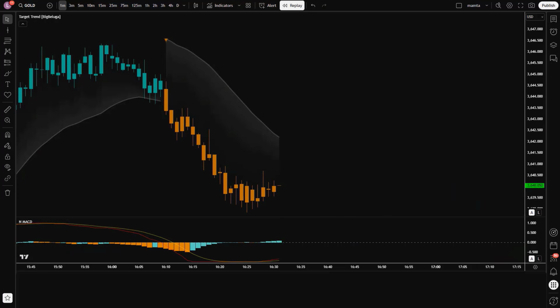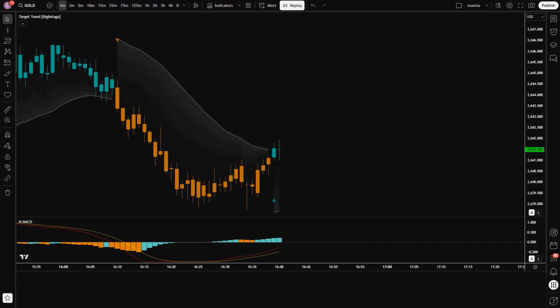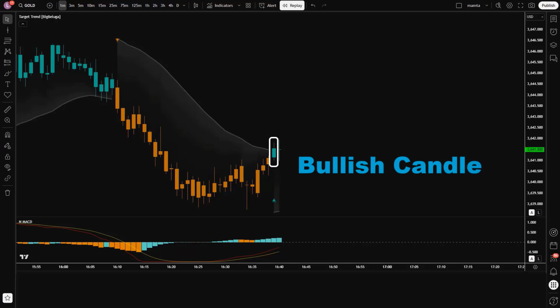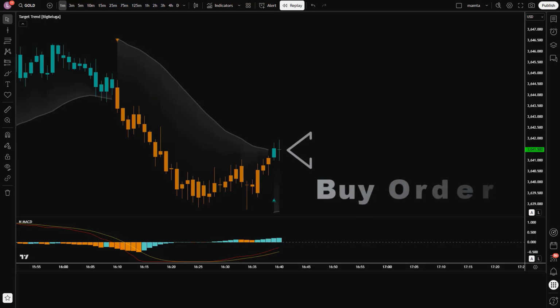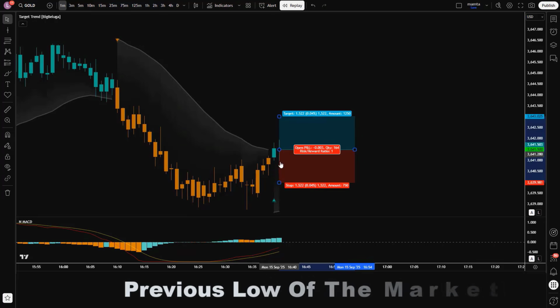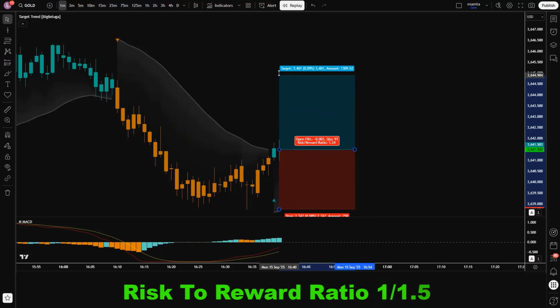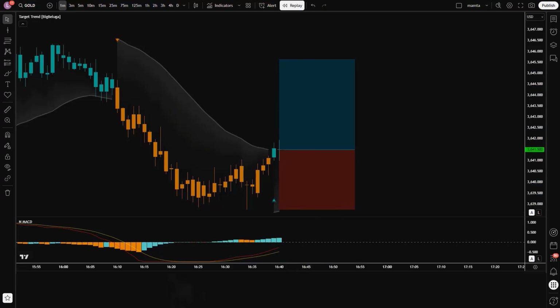Let's see how we use these trading setups. When the Target Trend indicator gives us a buy signal, when the Normalized MACD indicator shows blue color columns, and when the market forms a bullish candle, if this condition is fulfilled, then we will place a buy order. Our stop loss is the previous low of the market. And the risk to reward ratio will be 1:1.5.